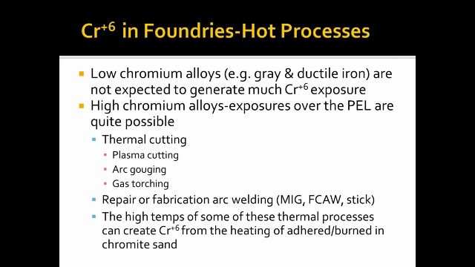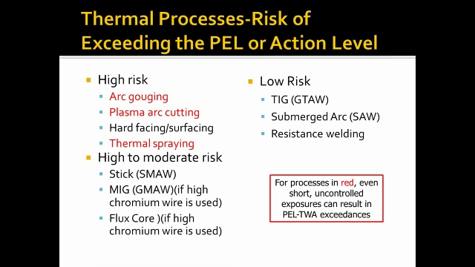The low-risk operations are TIG welding. You don't find a lot of hex chrome generated during TIG processes. Submerged arc, you also don't find much because the arc is actually under flux material, so there's really no place for the fumes to go. And resistance welding generates very, very little hexavalent chromium. So again, if you're doing a risk assessment, you want to focus on those high to moderate risk types of operations as to where to look for hex chrome.